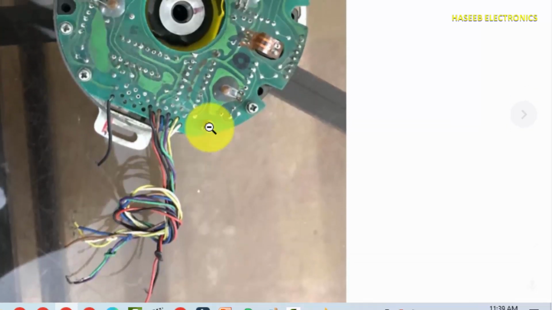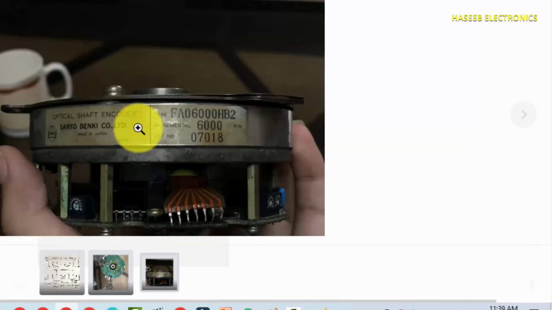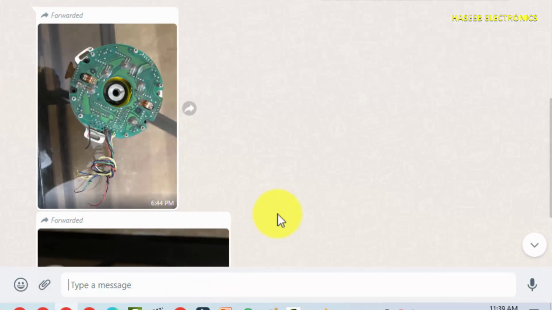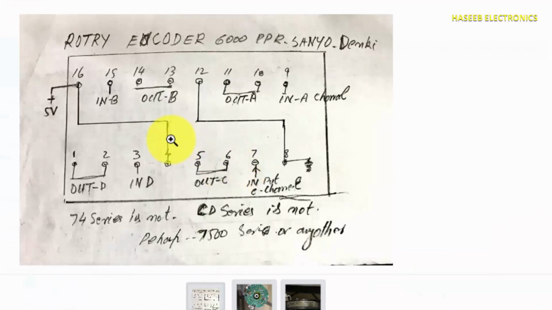So this is the picture of the PCB. It is an optical encoder. It is from Sanyo Denki. It is an incremental encoder, optical encoder. It is installed on the shaft and it provides shaft rotation and direction. Let's see this image again. So pin 12, that is grounded. Ground is pin number 8. Pin number 4, that is VCC.